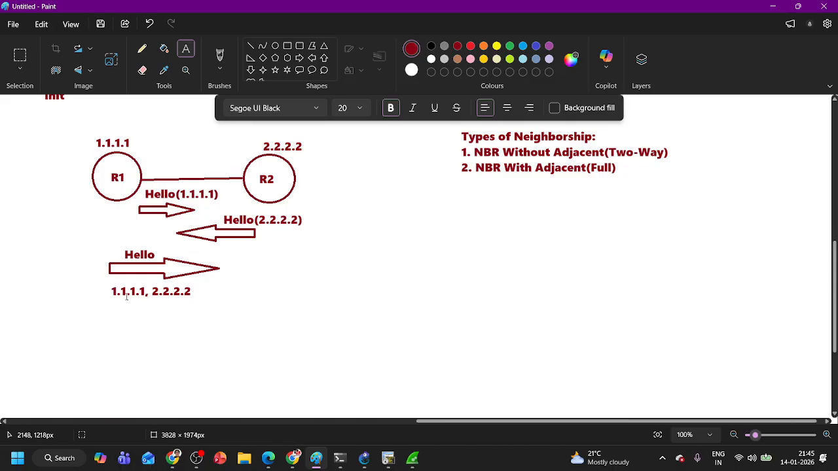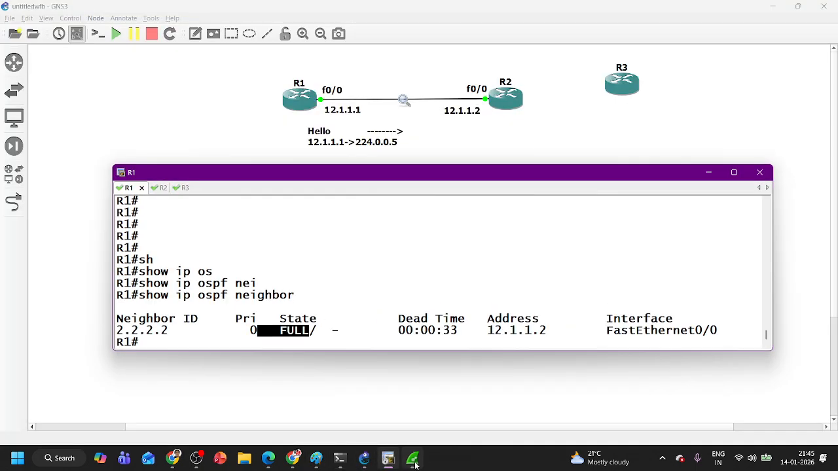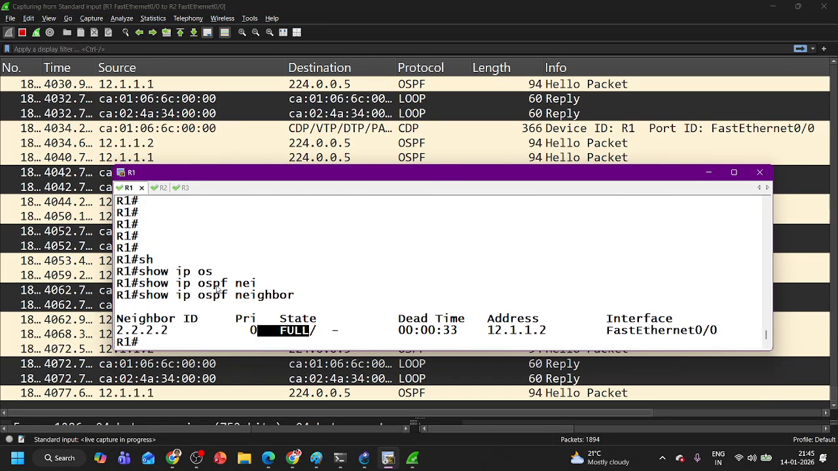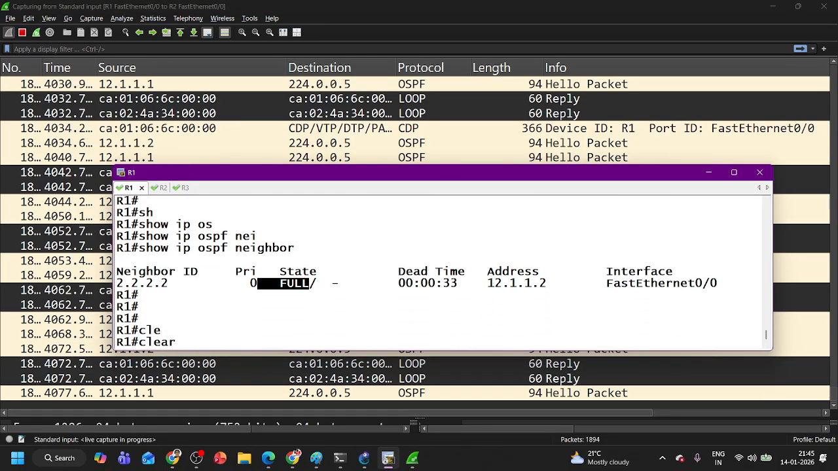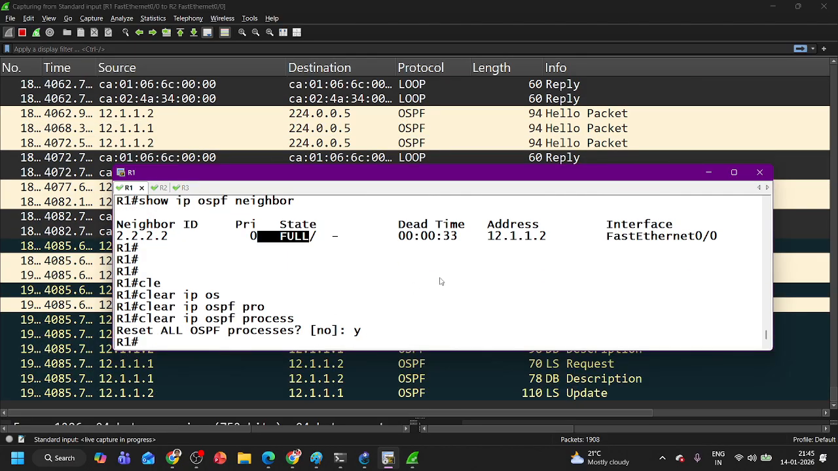2.2.2.2. So in the two-way state, routers actually check their own IP address, right? In the hello message of R1, router 1 will look up its own IP address. Like here, if I break the neighborship between router 1 and router 2, go to R1 and break the neighborship. Clear IP OSPF process and say yes.